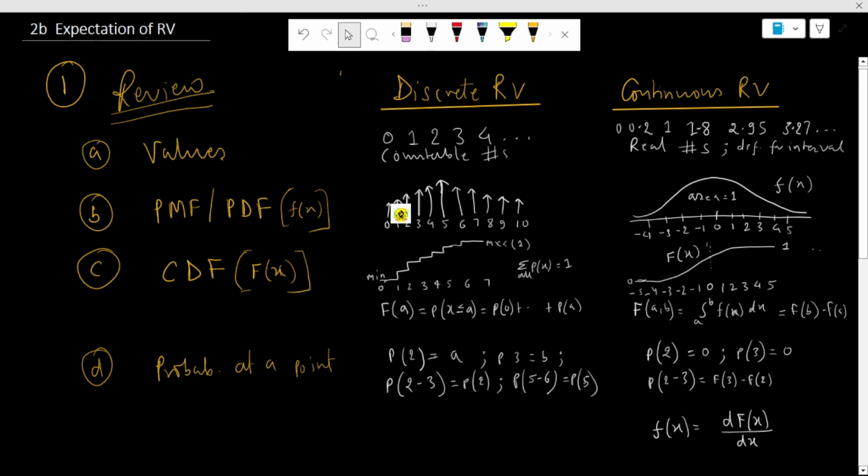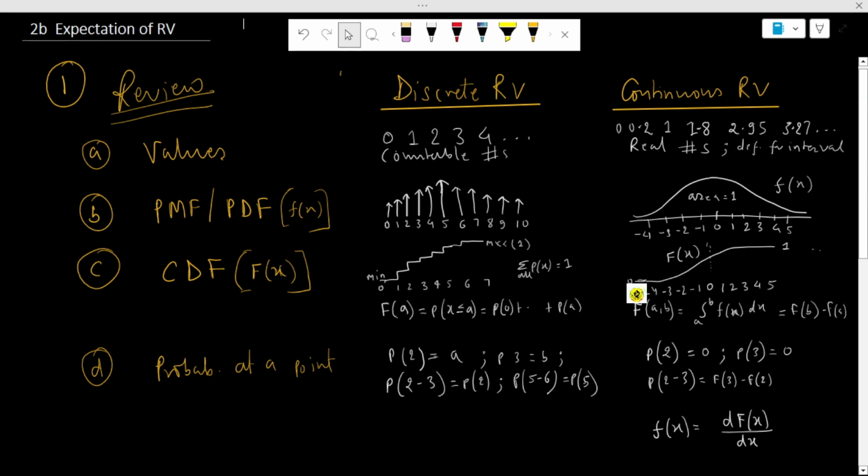Similarly, for the discrete random variable, if we add all of the individual probabilities, that should be equal to 1. And the probability density function is generally denoted by the function f of x, small f. The cumulative distribution function is denoted by capital F of x. For the discrete variable, it begins with the minimum value, steps up, and reaches the maximum value, and we get the cumulative distribution function by adding progressively the probability mass function.